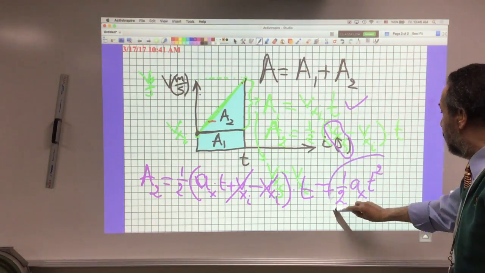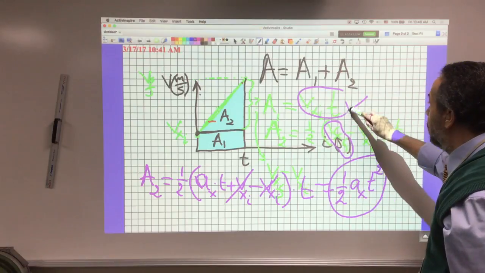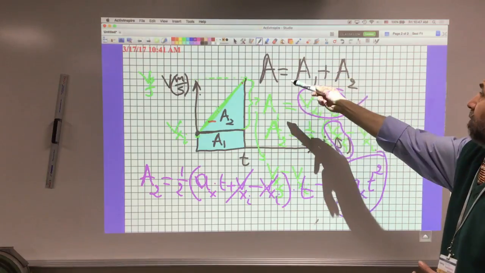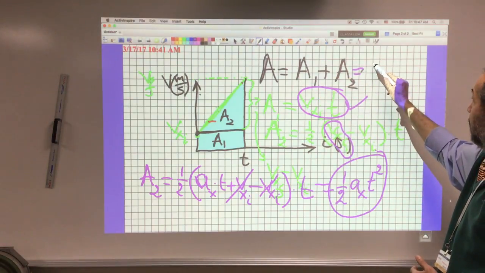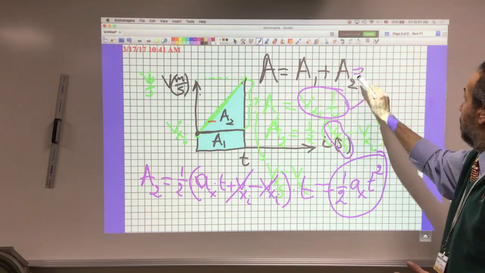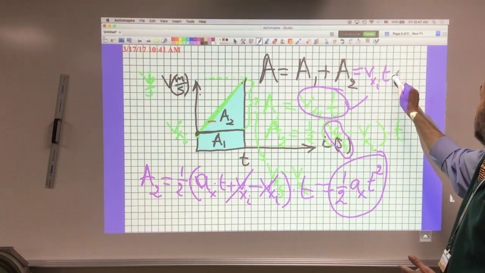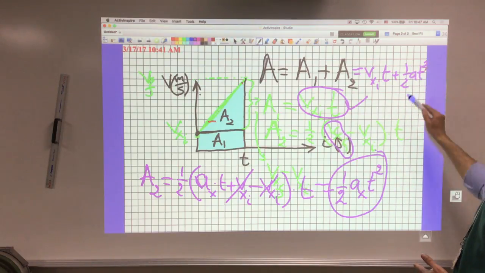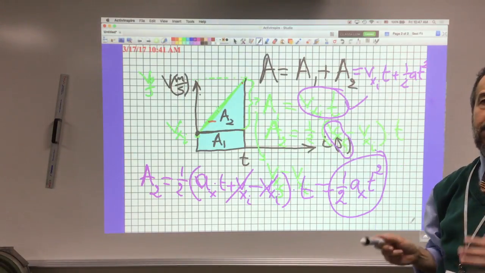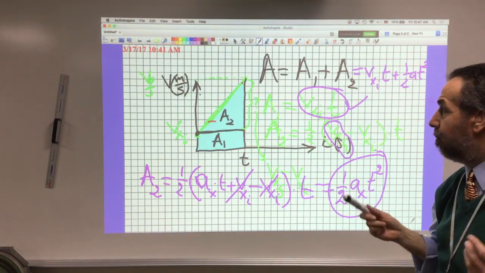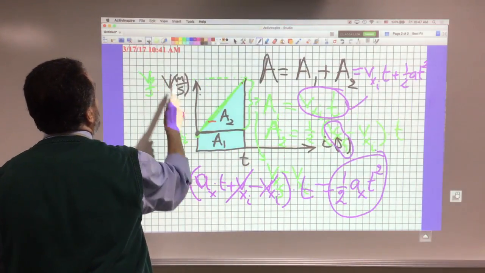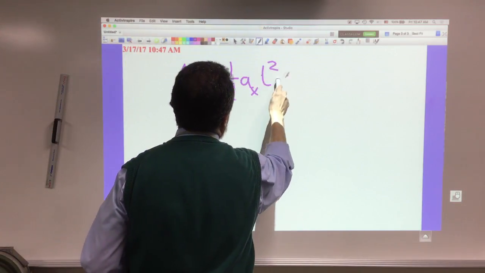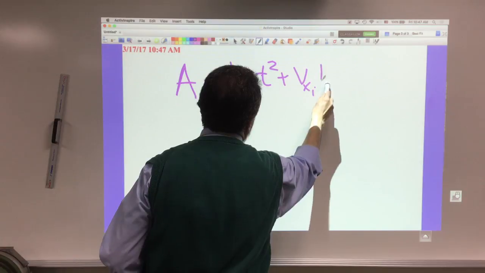Now, I've got this for A1 and A2. I should just add them up to be able to get my A. So if I add them up, here we go. My A1 is going to be vxi t plus, and my A2 is half a t squared. If you did not smile by now, you really did not get the uniformly accelerated particle model, Big Kahuna. So here we go. So the area then is equal to half a x t squared plus vxi t.